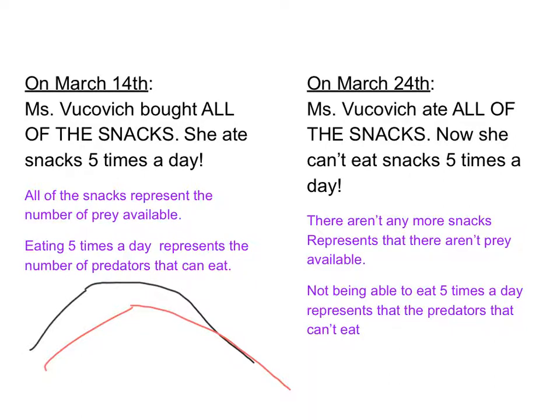And so you're going to have prey increasing. That would be like if I went out and bought more snacks. And predators will also increase. So if I buy more snacks, I'll also be able to eat more. So this cycle constantly goes up and down based on the population sizes.